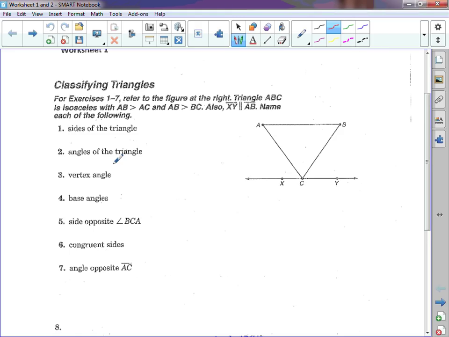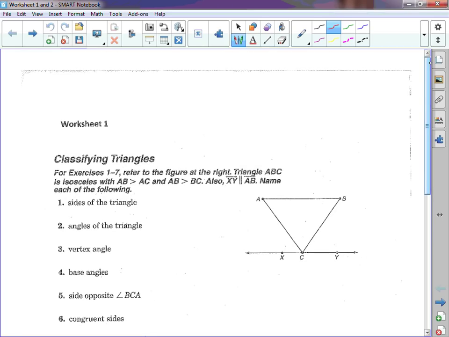So it says for exercises 1 through 7, refer to the figure at the right. Triangle ABC is isosceles, and then they give some information, and also those lines are parallel. Now, before we go into this, I want to talk a little bit more about the structure of an isosceles triangle. Because that's from elementary school, 2 sides have to be the same. As we talked about, more specifically, at least 2 sides have to be the same. Let's talk about the pieces of your isosceles triangle. So just write this up in the corner here. Go ahead and draw yourself a nice isosceles triangle, as best as you can.